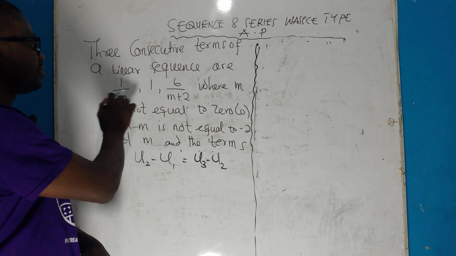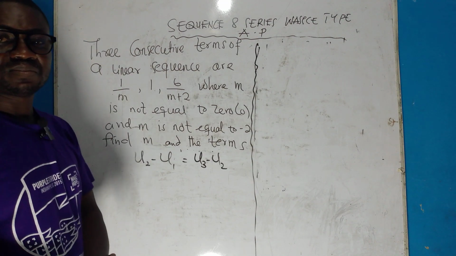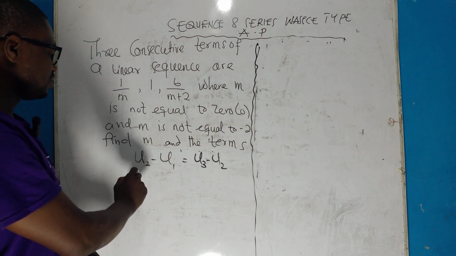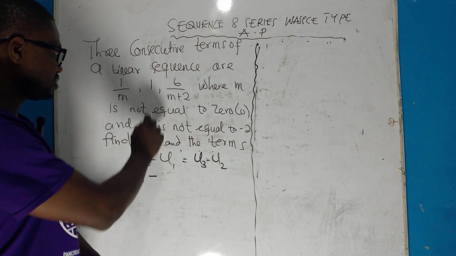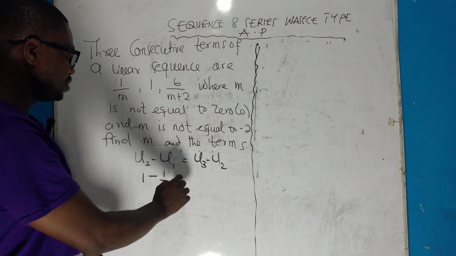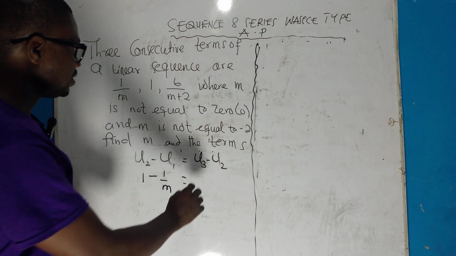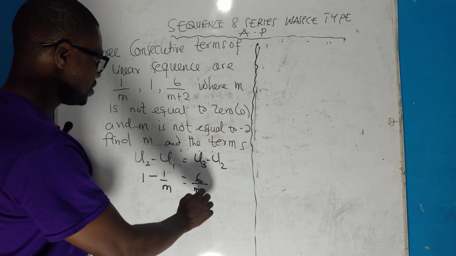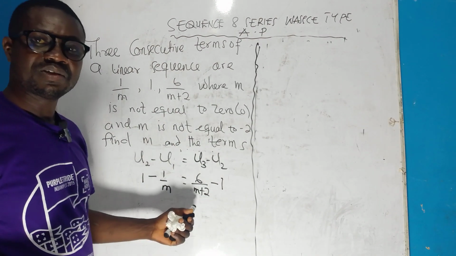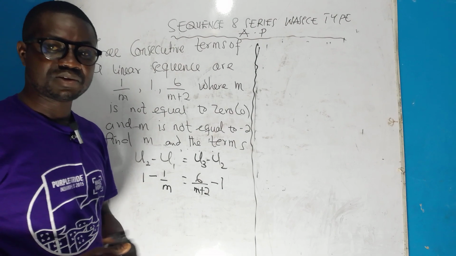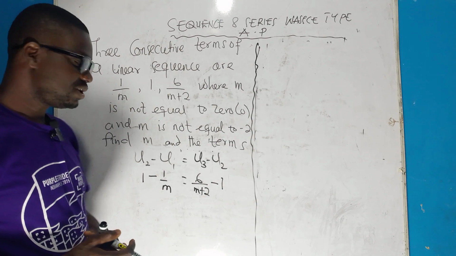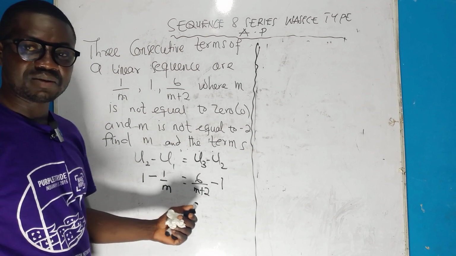Now from here, we can substitute these terms in it. Let's assume this is the first term, this is the second term, and this is the third term. So 1 minus the first term, which is 1 over m, is equal to the third term, 6 over m plus 2, minus 1. I believe that from here, you can take some time and solve this question. If you apply the idea of simplification, take a minute.